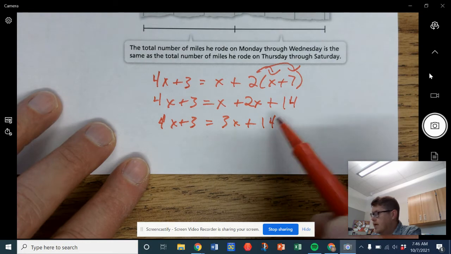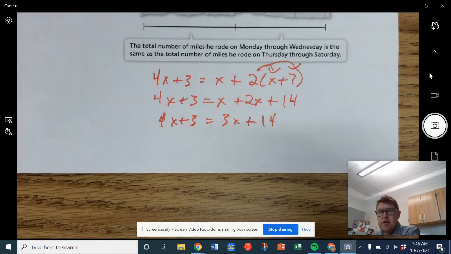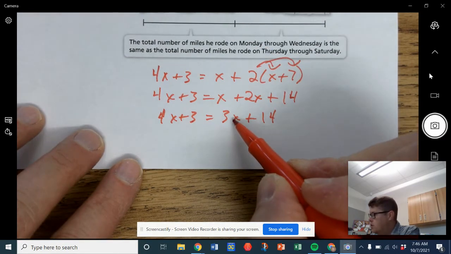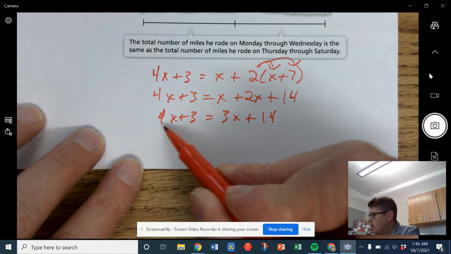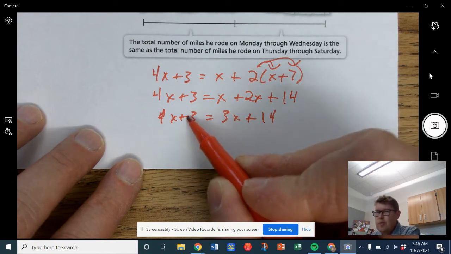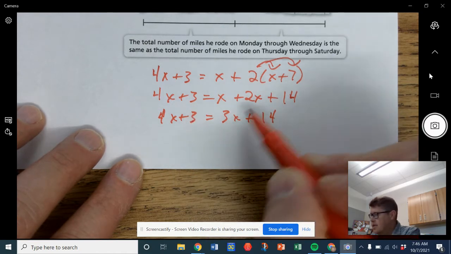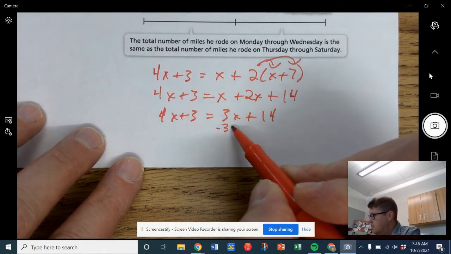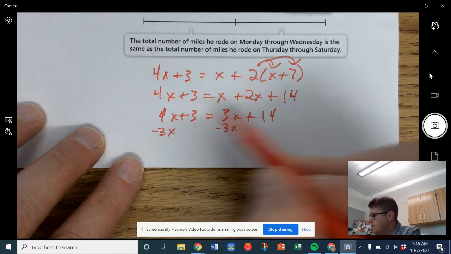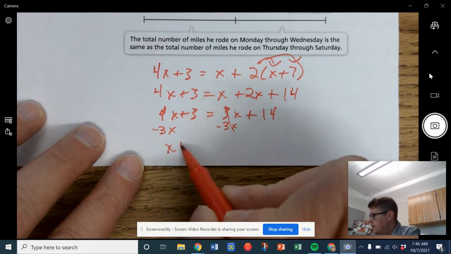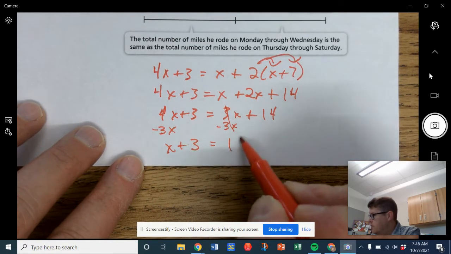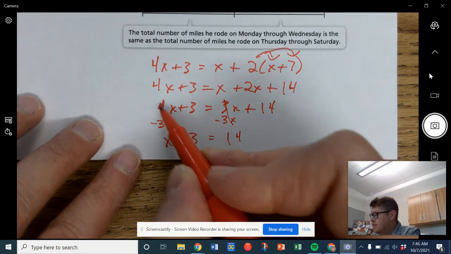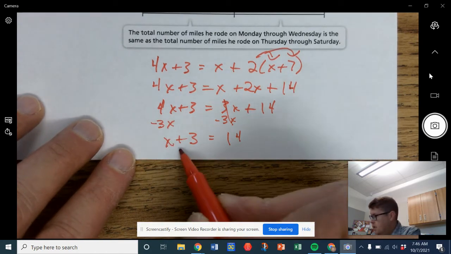And now it's just like a regular equation where we have variables on both sides. I'm going to bring the 3x over here first. You could do the 3 first if you wanted to, but I just like to do my variables first. Since this is a positive 3x, you're going to subtract it. Those cancel. Now you're left with x plus 3 equals 14, because 4x minus 3x is 1x, or just x. Subtract 3.